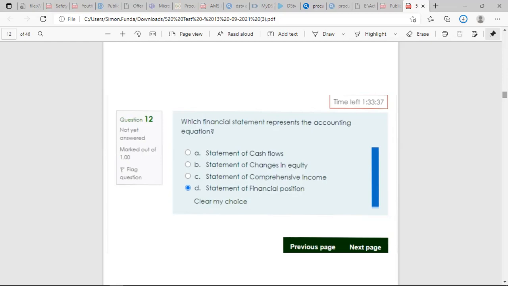The statement of financial position shows an equation because it tells you that total assets are equal to total equity and liabilities. They are supposed to be equal. Then you have a statement of financial position or a balance sheet.